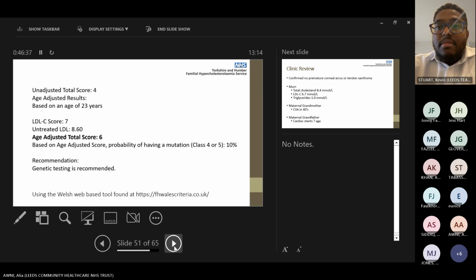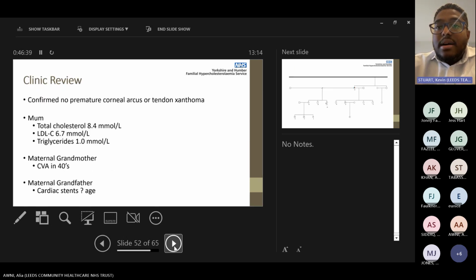Next slide. And it showed that he had, on examination, no confirmed signs. And so the absence of signs, again, does not mean he doesn't have familial hypercholesterolemia. But mum, interestingly, on her retesting, her total cholesterol was found to be 8.4 and not 5.2, and her LDL cholesterol was 6.7. So that added strength to the argument that this could be genetic. Next slide.